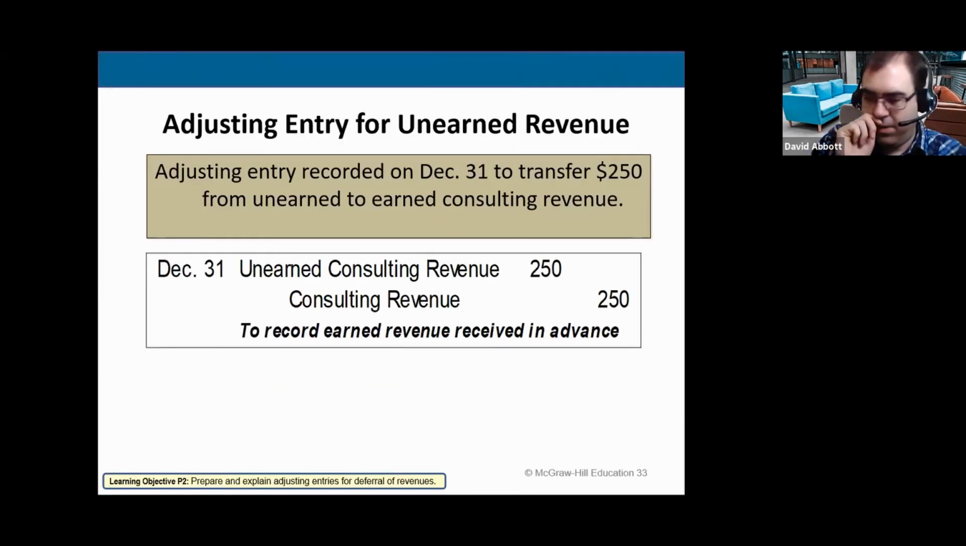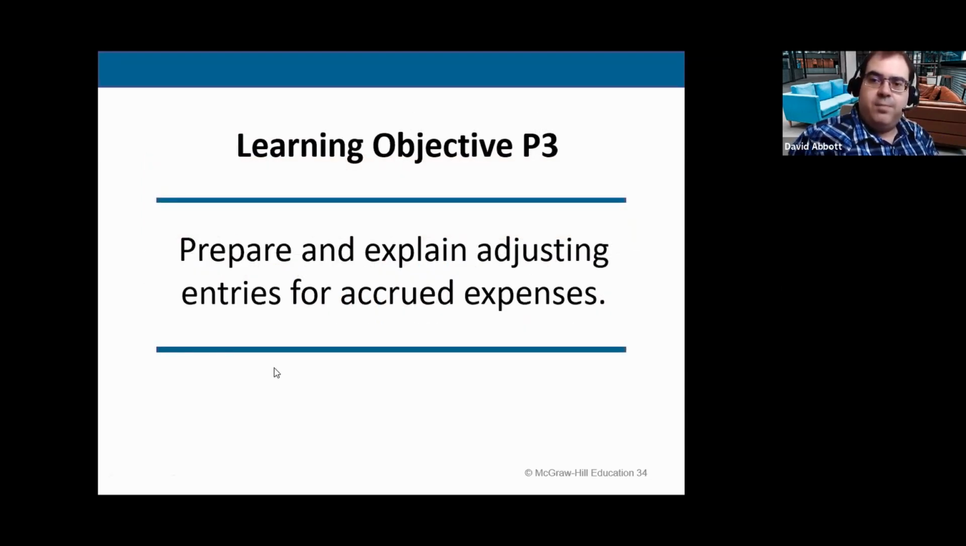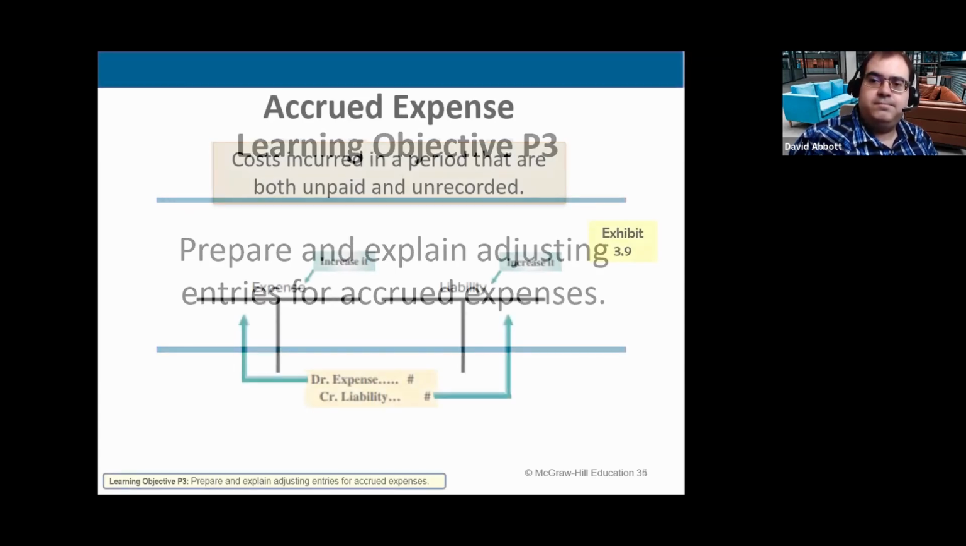And so this is how we would record that. We would debit the unearned consulting revenue 250 because now we've earned it, so we want to reduce our liability. And then we're going to credit consulting revenue 250 to show that we've earned that revenue, and that is part of equity. So we see here, to record earned revenue received in advance. Now we're going to talk about preparing and explaining adjusting entries for accrued expenses.